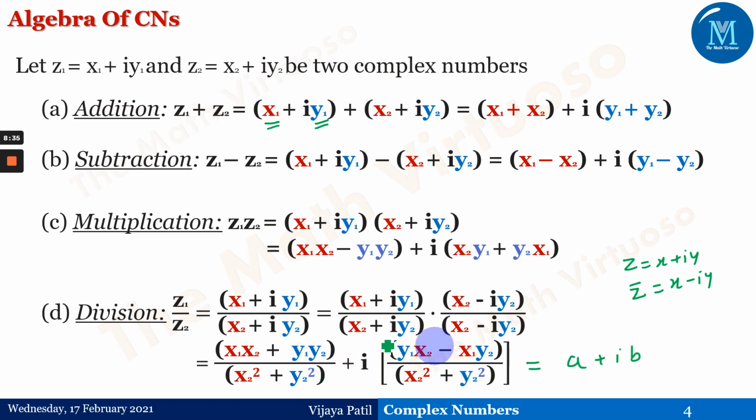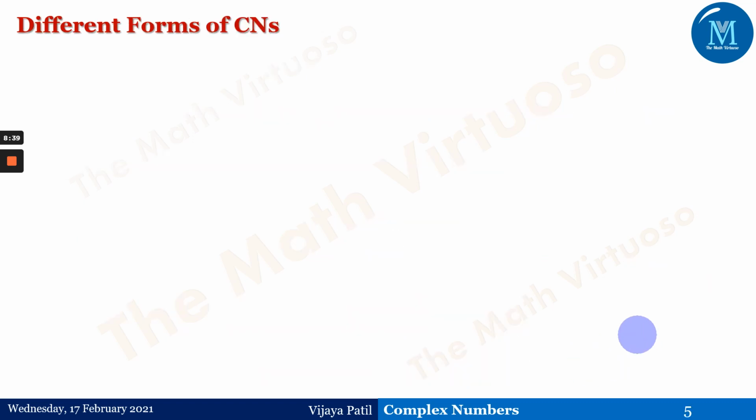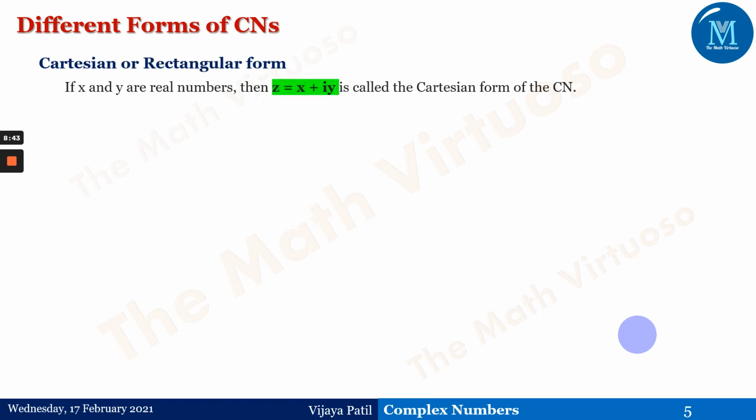So express this particular division into the complex number. Okay, now going towards the different forms of complex numbers. The complex forms can be defined in different notations. First is the Cartesian or the rectangular form, where x and y are the real numbers. Then z is equal to x plus iy is called the Cartesian form of a complex number, or it is also known as the rectangular form as well.